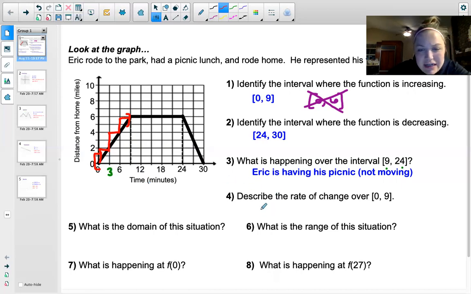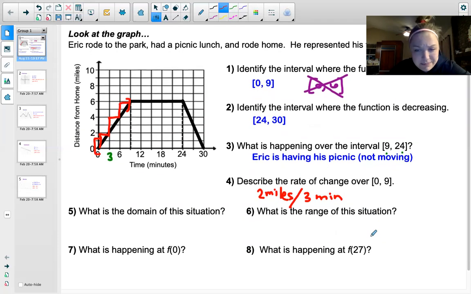So I would say 2 miles per 3 minutes. And that would be 2/3 of a mile per minute, or 0.6 repeating miles per minute.